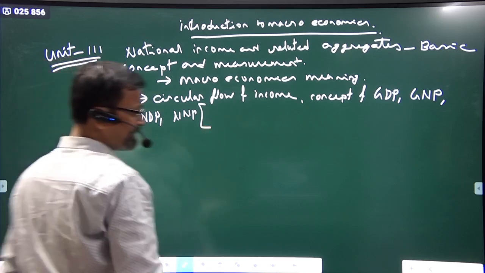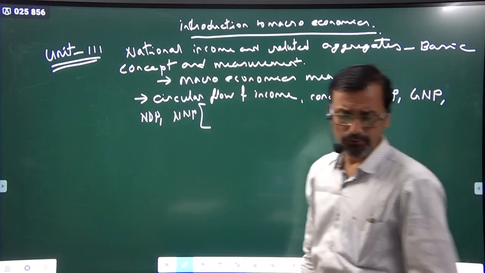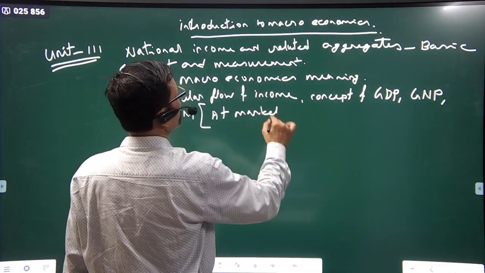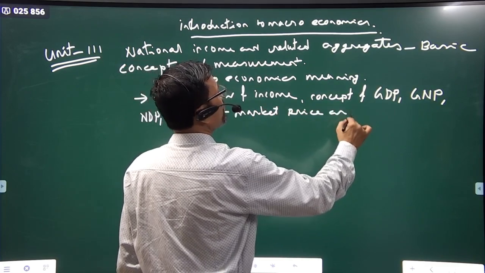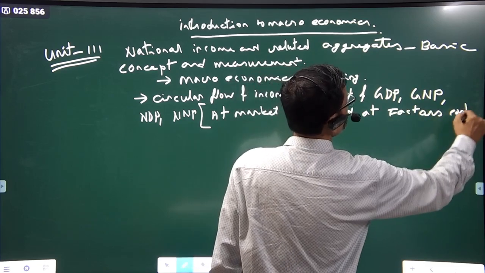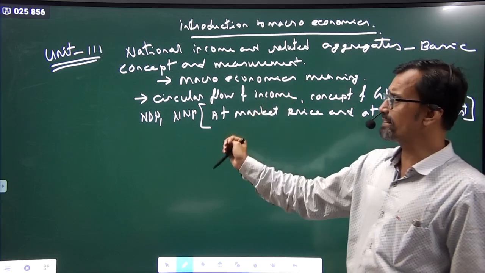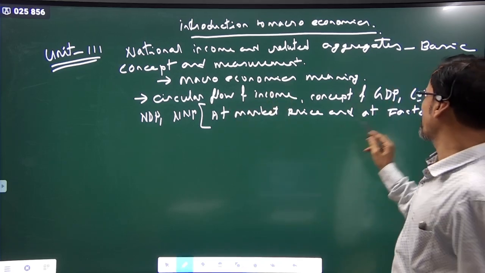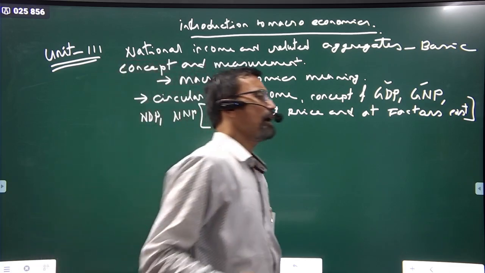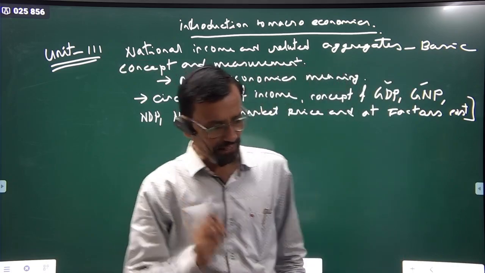But all these aggregates must be understood in terms of market price and also at factor cost. So what we understand here is obvious, our syllabus clearly mentions it. All the aggregates, that is GDP, GNP, NDP, NNP, are to be understood in terms of market price as well as factor cost.